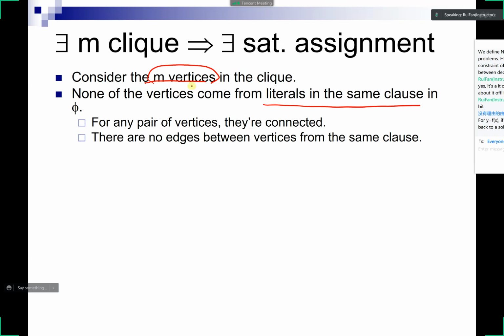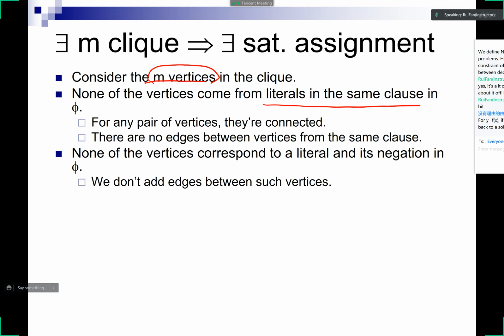Let me say it again. Each of these vertices corresponds to a literal from a different clause. In total, these m vertices correspond to m different literals, all from different clauses. Basically this means that if you take these m vertices, this allows you to pick out one literal from each clause. So that's the first property.